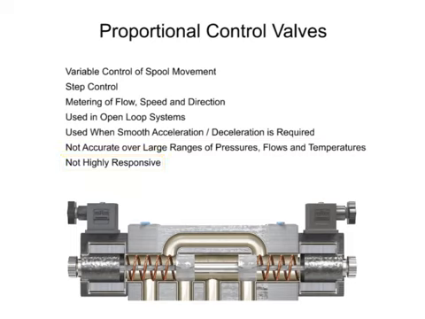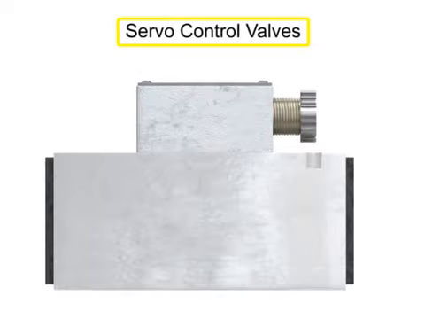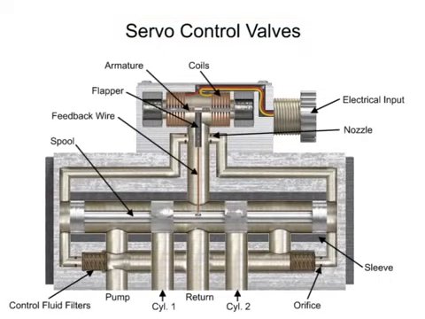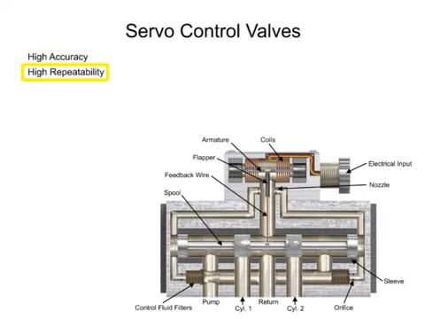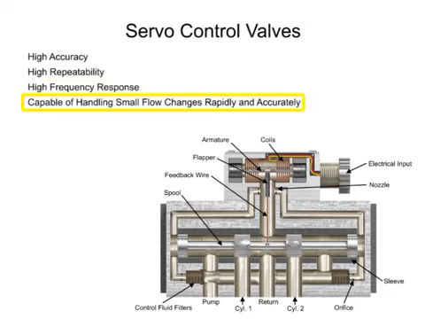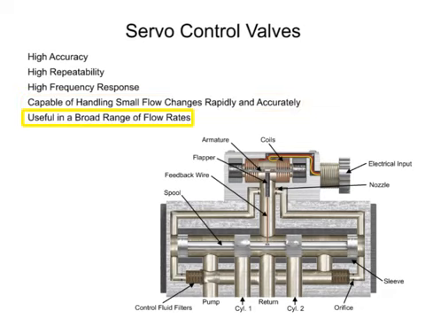Proportional valves offer a variety of machine cycles which can safely be operated at greater speeds and result in improved machine cycle times and production rates. The third type of hydraulic directional control technology is called the servo valve. First developed in the 1940s, the servo valves operate with very high accuracy, repeatability, and high-frequency response. Servo valves are highly responsive and capable of handling minuscule flow changes both rapidly and accurately over a broad range of flow rates, but at an extra cost.